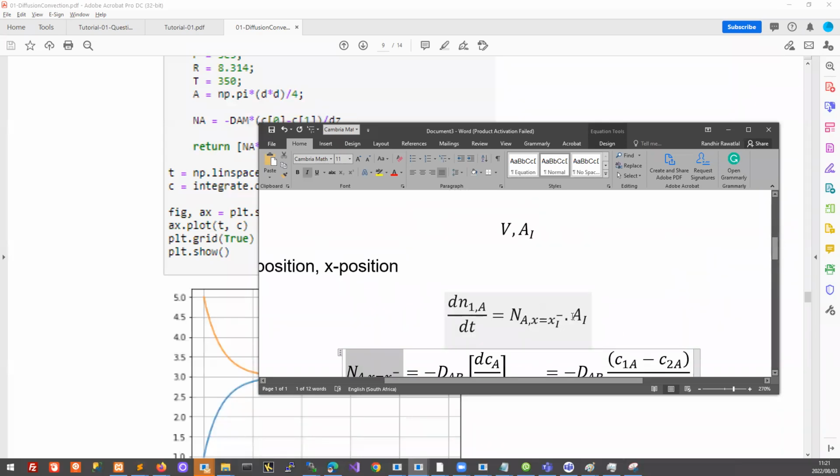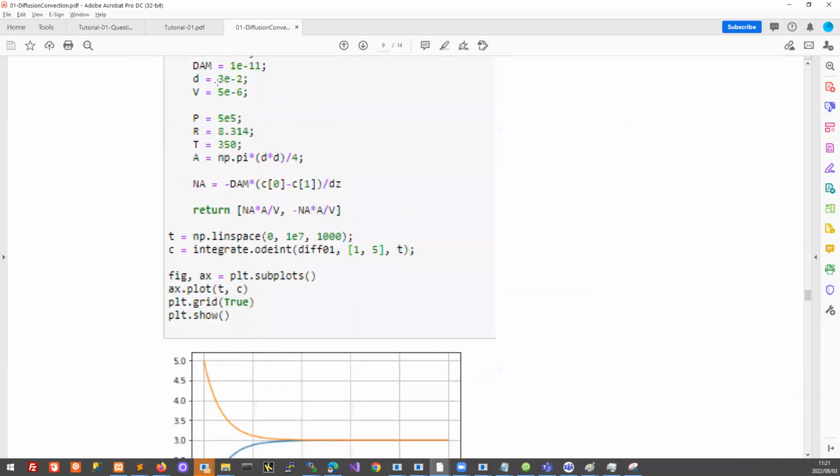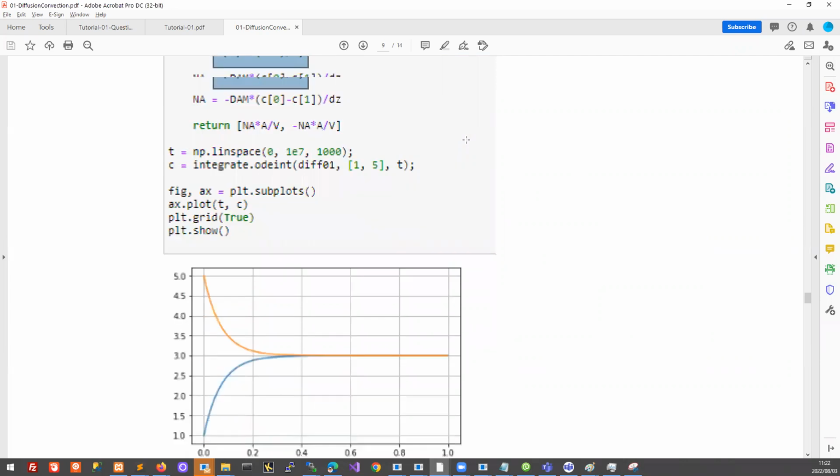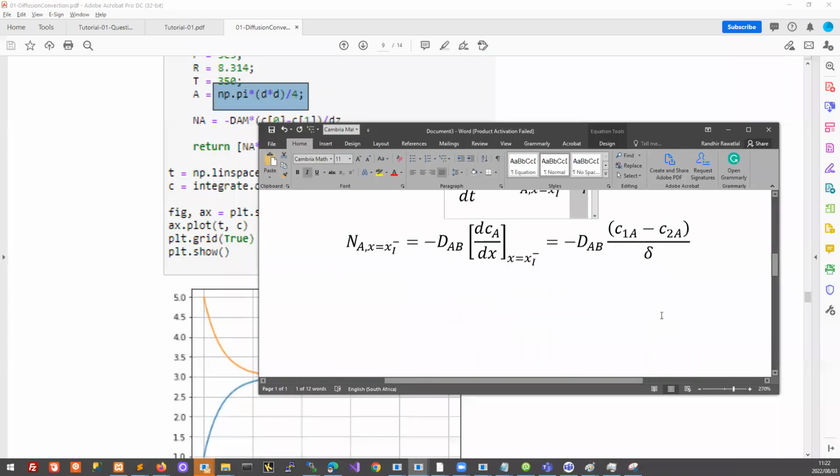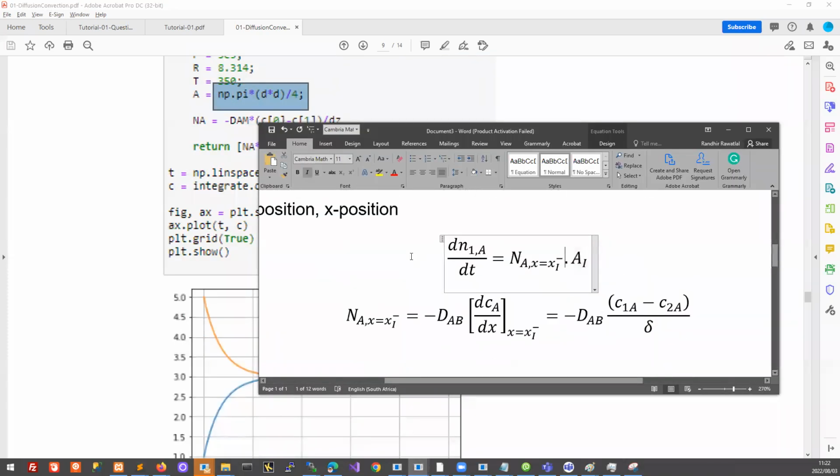And then the area of the interface, I guess that's why we needed this diameter here, right? So we have the area of our interface, and we can now estimate, we can integrate this equation. And this equation is written in terms of number of moles. We would rather convert this to a differential equation in terms of the variables that we have here.